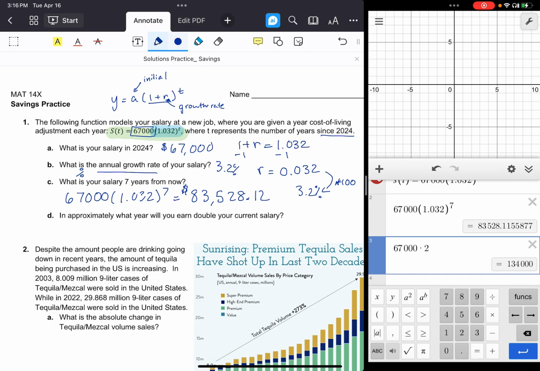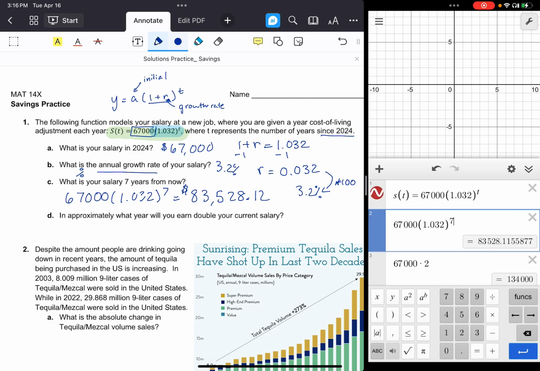I can start plugging in numbers. When I get here and I get 10, I'm at 91. Ooh, that's not even close. So I'm going to take a bigger jump and I'm going to go to 20. Oh, 20 got me closer. Notice I'm almost at 134,000. So maybe I go 25 this time. Up, I passed it. So I'm going to come back down.